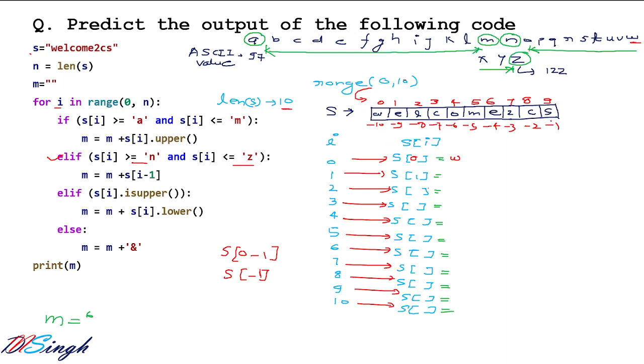So at index 0, what is the value here? It is s. So s will be written here. Okay, next iteration, the value of I will be incremented to 1.